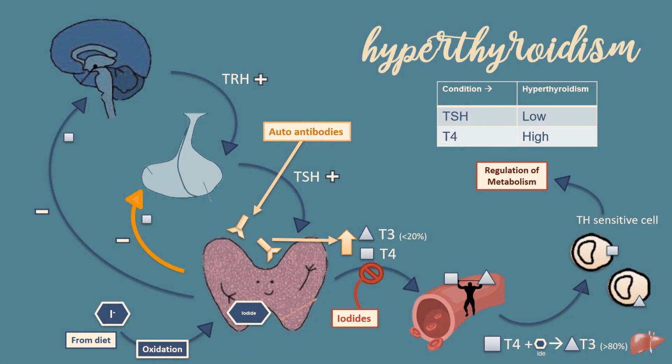Iodides work by preventing the secretion of T3 and T4 from the thyroid into the blood. This causes less circulating T4, which in turn again lowers T4 levels and increases TSH levels through that negative feedback loop.